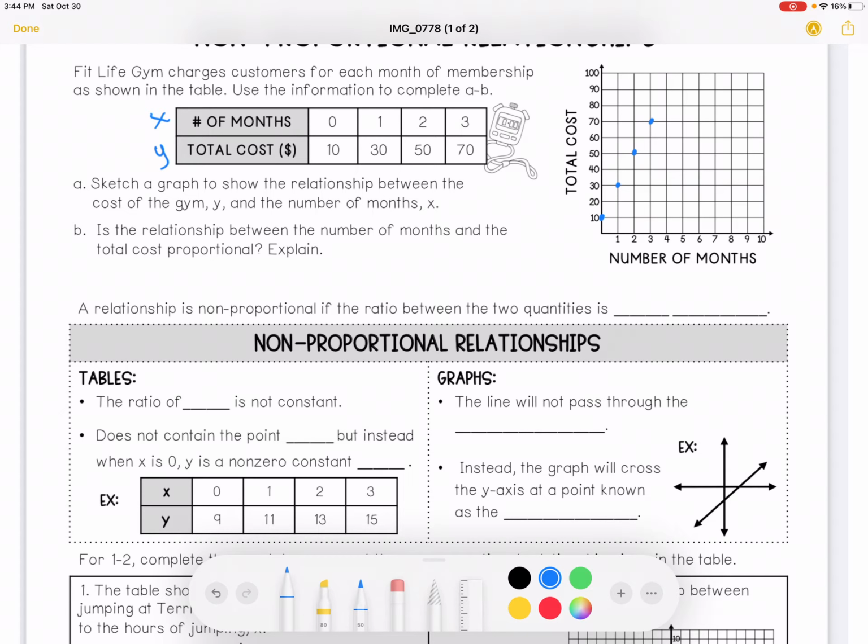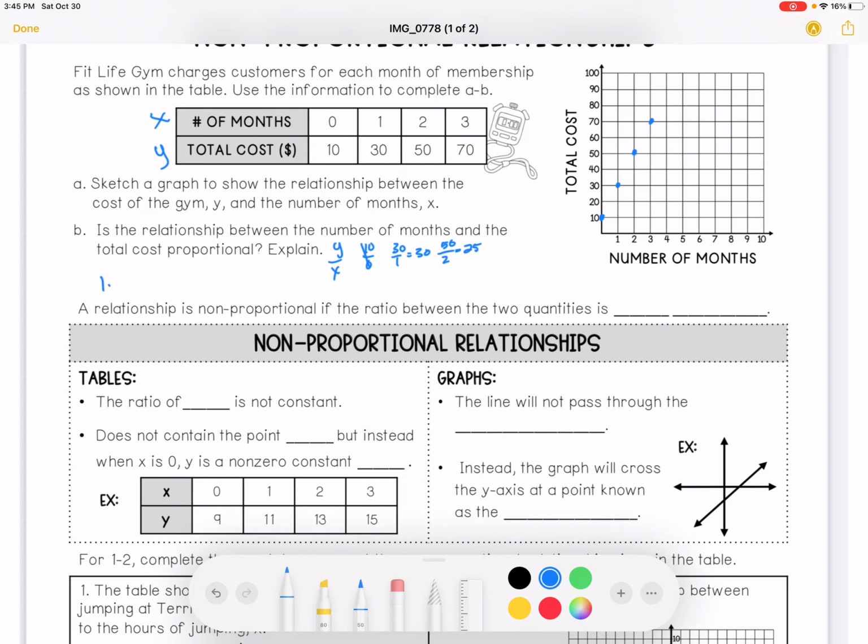Okay, part B says, is the relationship between the number of months and the total cost proportional? So we can do that by Y divided by X. So first we have 10 divided by 0, which is a no-go. We have 30 divided by 1, which is 30. And 50 divided by 2, which is 25. Right there we can see it's not constant. So the relationship is not proportional for a couple reasons.